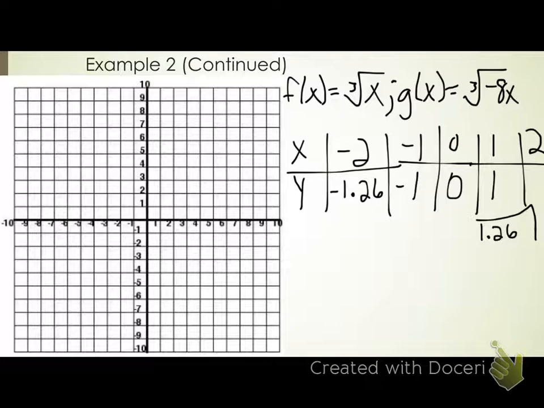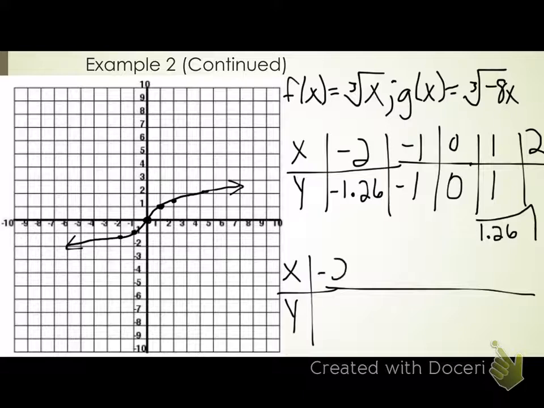So negative 2, negative 1.26, negative 1, negative 1, 0, 0, 1, 1, 2, 1.26. There's the graph of my parent function. Now I need to graph g of x.